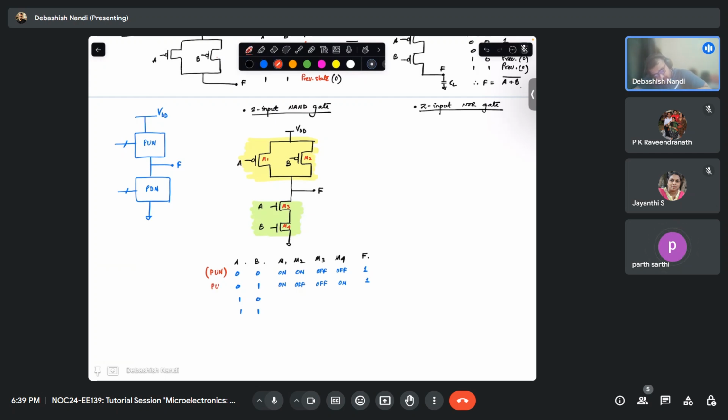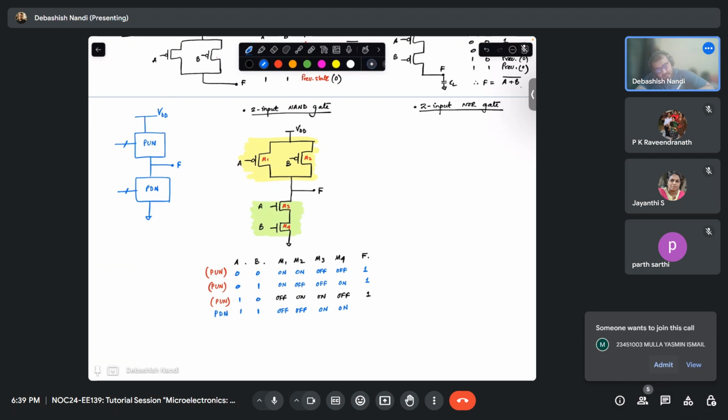So in this case, your PUN is conducting. The similar case applies here also, just this thing will reverse. Okay. And what about this? When both the transistors are on, in that case, you get zero, you are grounded. You have M1 off, M2 off, but your M3 and M4 on. Fine. Then your PDN is conducting.